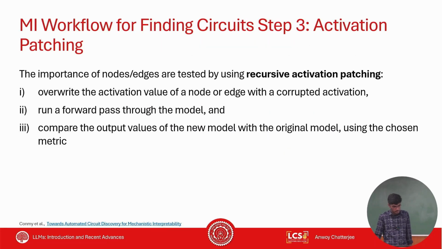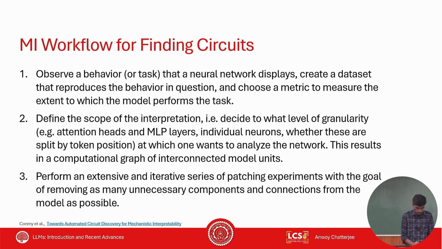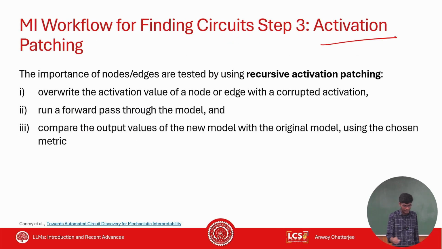Step 3 is the most, I would say, interesting or most critical for finding circuits. If I go a little back, step 3 is you have to perform a series of extensive patching experiments. We will see what patching is, and try to prune the unnecessary or not useful components in the computational graph. So we end up with the subgraph which is actually important for the task at hand. We call this activation patching. What activation patching does is, for the activation of every node in the graph, it overwrites the activation value using a corrupted activation, runs a forward pass through the model, and compares the output values for the clean run and the corrupted run.